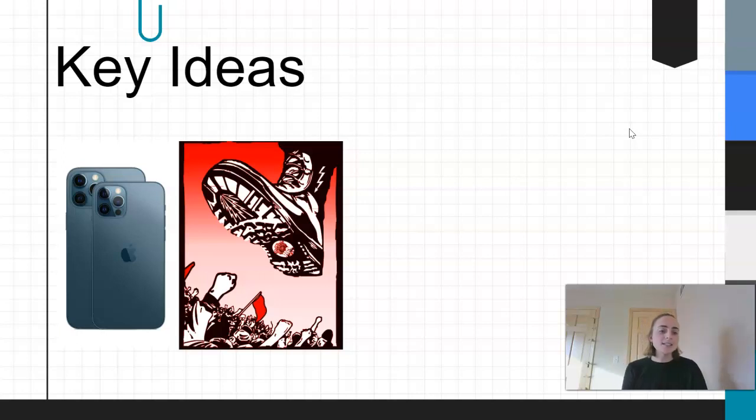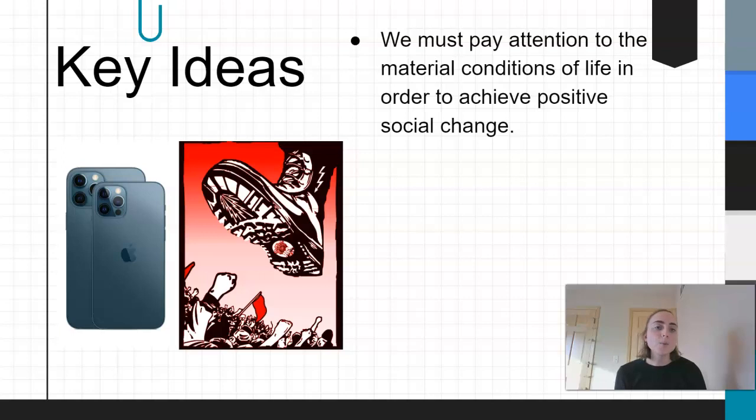So some key ideas of Marxism that we are going to be looking at. He said that we must pay attention to the material conditions of life in order to achieve positive social change. So he meant material conditions. He meant like the things that you actually own based on how much money you have. So like, how nice of a car can you afford? How big of a house do you live in?